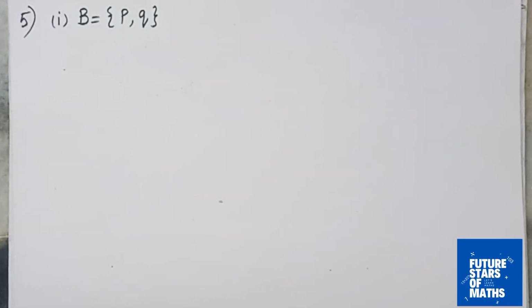Today, in this video, we'll continue our exercise 2.3, fifth sum. Okay, so what is the question? List the subsets of the following sets. First set is B equal to P comma Q. So first you should know what is a subset. First we'll learn it and then we'll solve the problem.